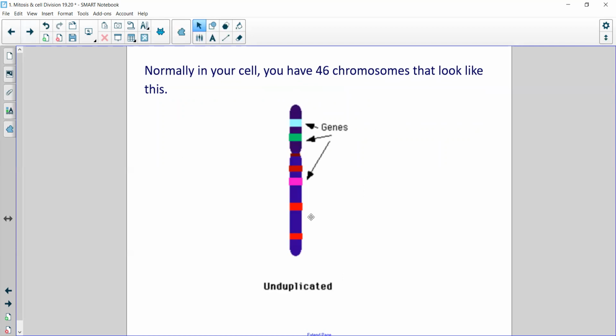Normally, in your cell, you've got 46 chromosomes that look a little bit like this. So it's got all the genes on it, but this is our individual chromosome. Now, at the moment, we can't divide this chromosome. If we just cut this chromosome in half, we're going to have problems, because half would go to one cell, half would go to the other cell, but that means that some genes would be missing in each cell, so that doesn't work.